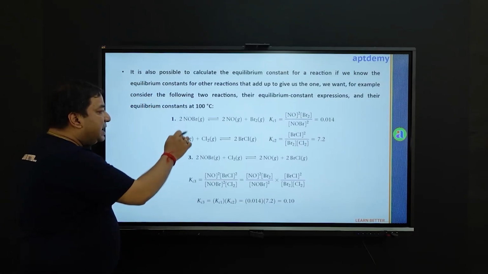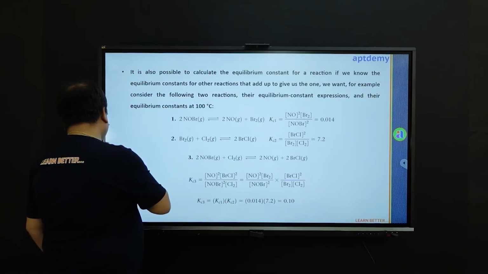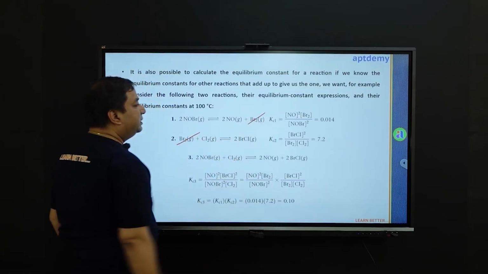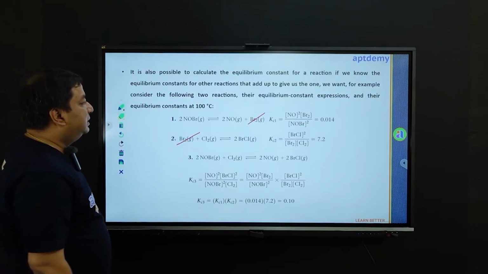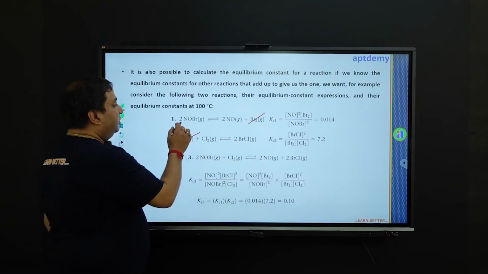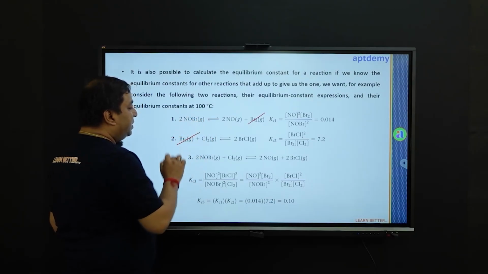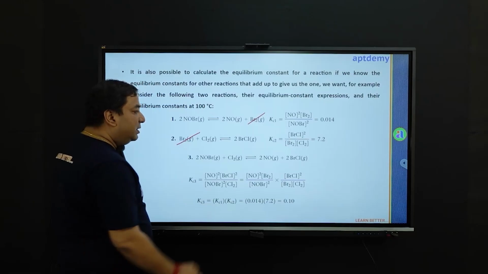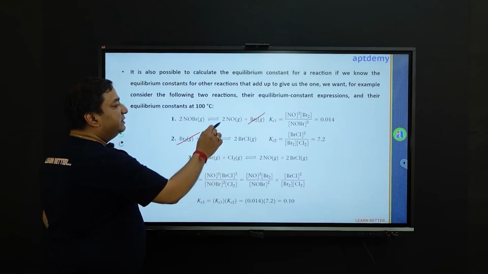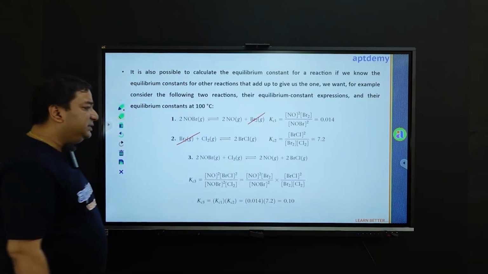Okay. Now, if we add these two equations, the common factors will cancel out. So here, if we add, Br2 and Br2 will get cancelled. Right, and what we are left with, in a third new equation obtained by adding equation 1 and 2, we will say 2NOBr gas plus Cl2 gas, reversible arrow, and that is going to give us 2NO plus 2BrCl gas.